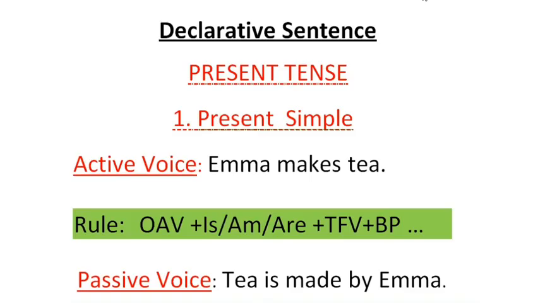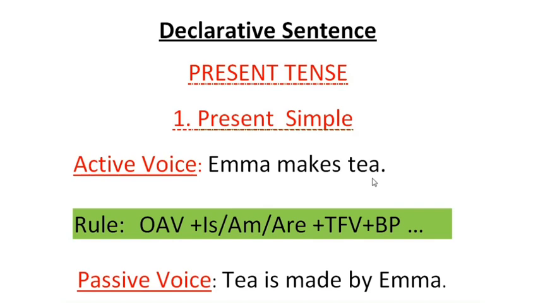So in this video we'll see declarative sentences. Now comes the present tense, present simple form. The active voice is Emma makes tea. Makes is the transitive verb, tea is the object, and Emma is the subject in the sentence. So here tea is the OAV, object of the active voice. As it's the active voice, Emma is the subject, makes is the verb, and tea is the OAV, object of the active voice.